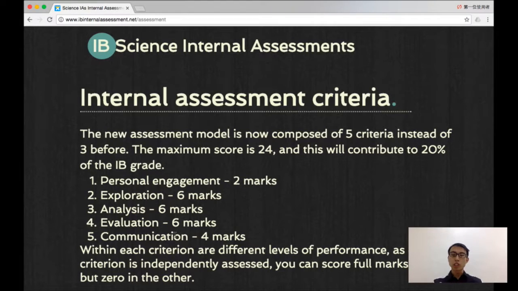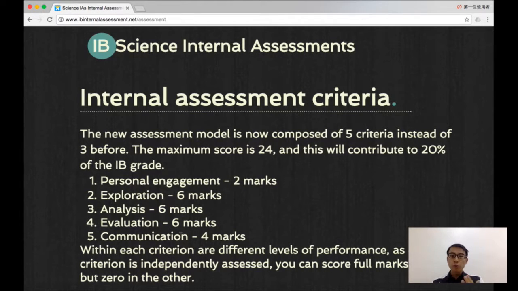Now, for evaluation, I would say it's the most difficult for any student, because inside you will have your conclusion on whether it answers your research question. The second bit to it is your evaluation, in the sense of what errors you made during the experiment and how you could improve the experiment. A lot of students may get a range of maybe 2 to 6 marks. It varies a lot, but that's it.